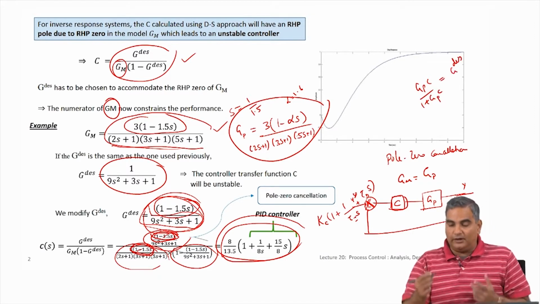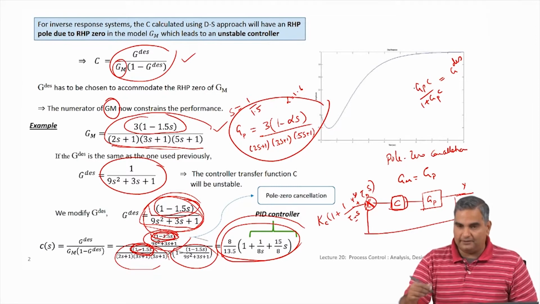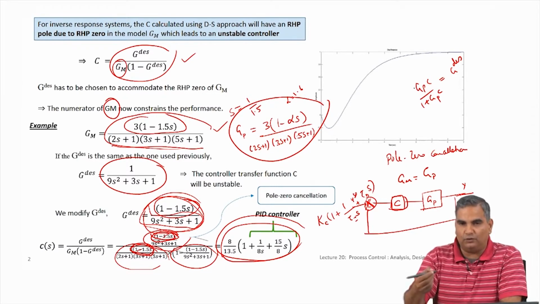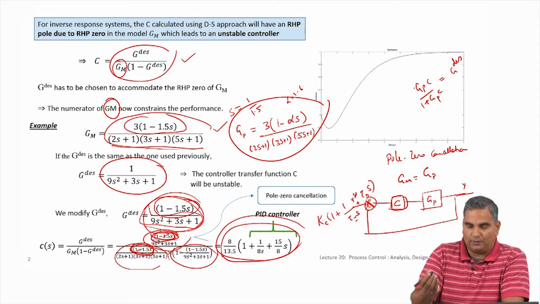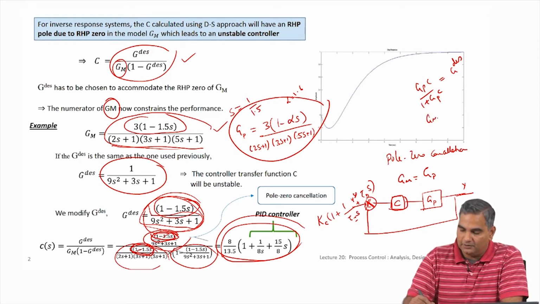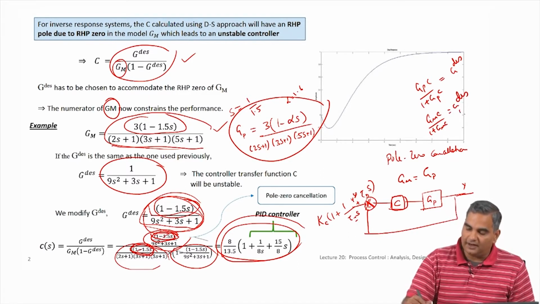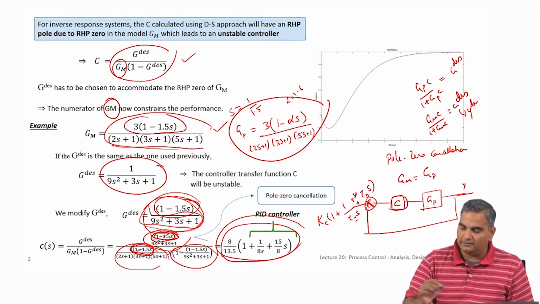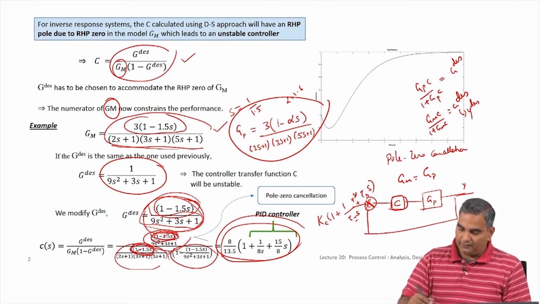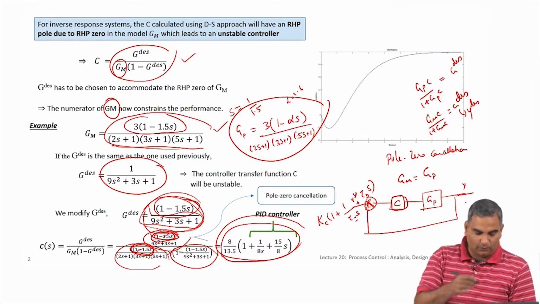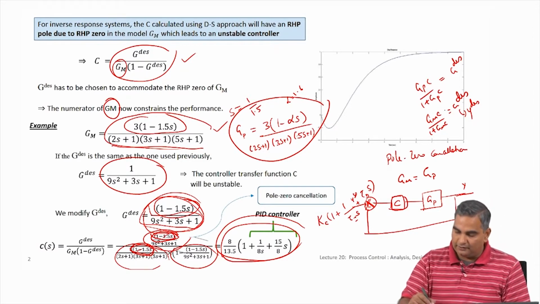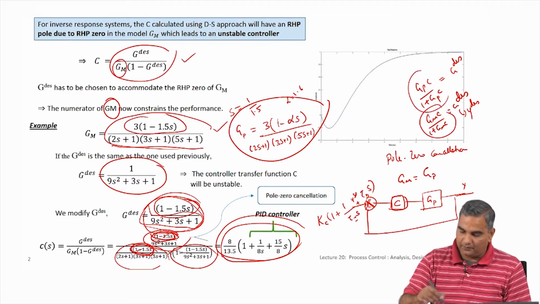Now, when I am actually designing the controller, I am replacing this GP by GM, because I have to do it only with the model, I cannot do it with the true process. So I do GMC by 1 plus GMC equal to G desired. Basically this G desired will give you some Y desired. If this process and model are the same, the Y you get here will be exactly the Y desired, or this G desired and this will be the same.